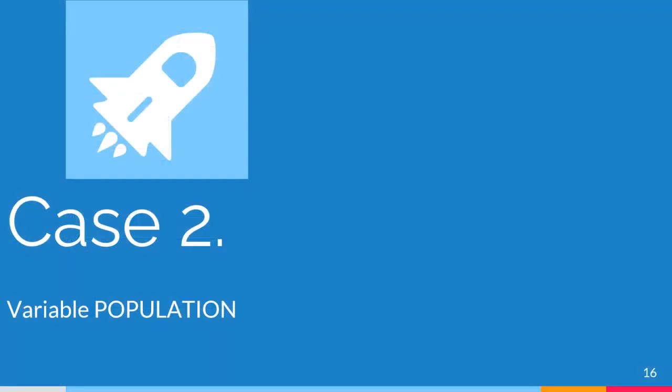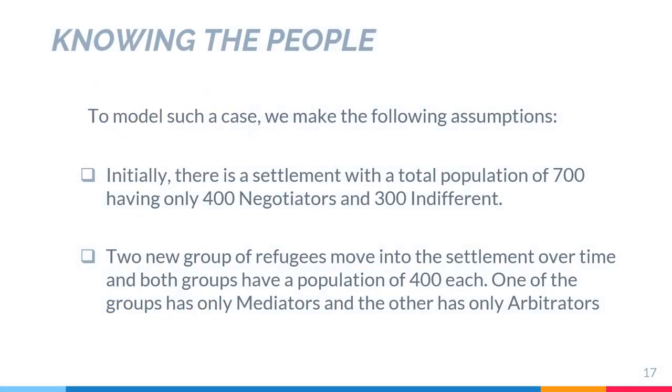And now we come to the second part of the problem. Here we consider the case when new people move into the settlement over time. To model such a case, we make the following assumptions. Initially, there is a settlement with a total population of 700 people, having only 400 negotiators and 300 indifferent. Two new groups of refugees move into the settlement over time, and both groups have a population of 400 each. One of the groups has only mediators and the other has only arbitrators.